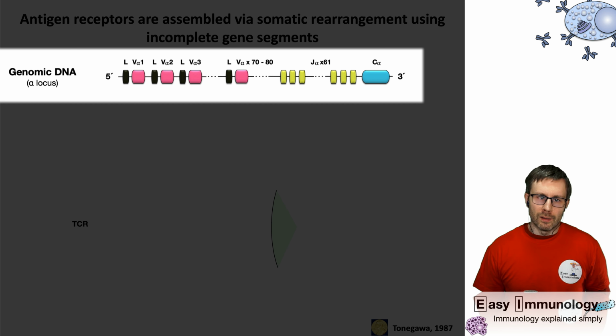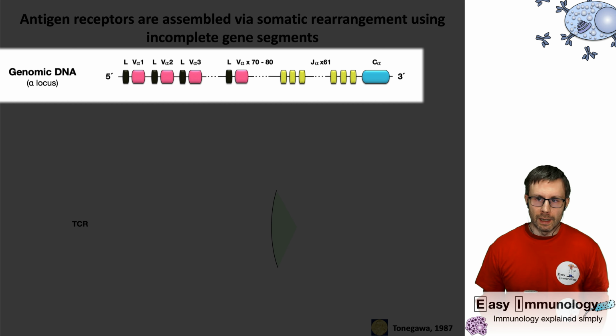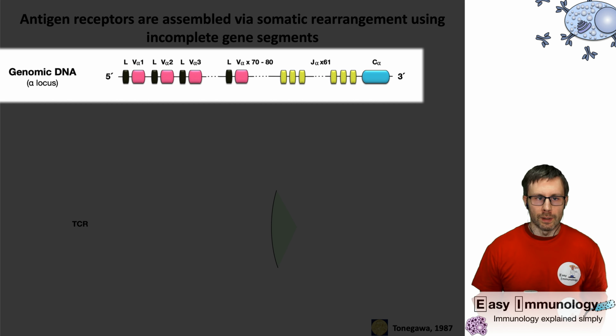There you have variable and joining segments. It's just how they were called: a capital V for variable and a capital J for joining. They're called V alpha for the variable genes of the alpha locus, and there are 70 to 80 V alpha segments. They have a leader sequence that is needed for their expression. And then there are 61 J segments.